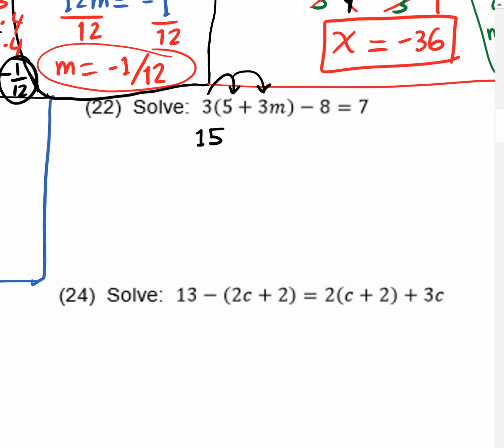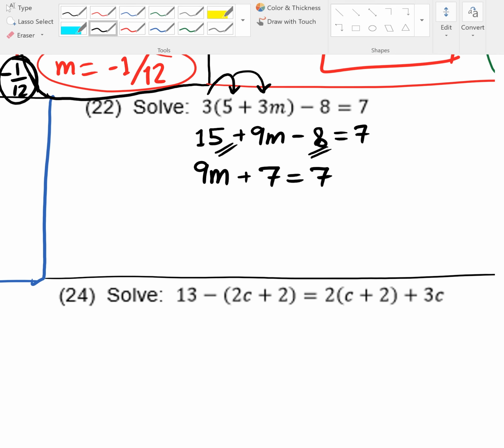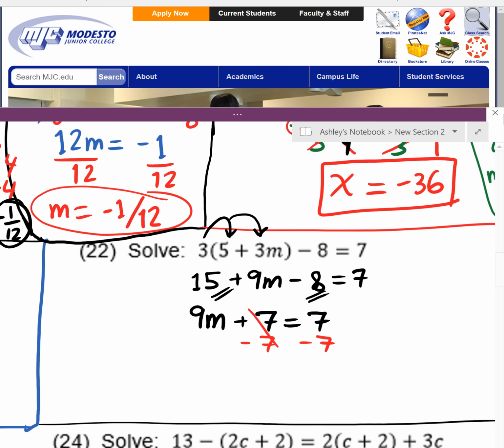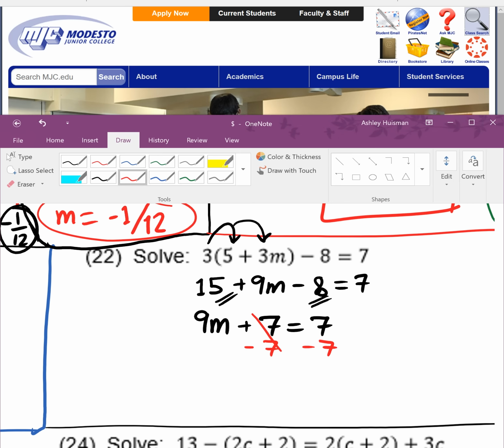So if I distribute, I have 3 times 5 first, that's 15. 3 times 3m is 9m. And then there was already negative 8 on the same side, equals 7. And now we have a few like terms. 9m doesn't have a like term, but 15 minus 8 makes 7. Alright, now if I try to isolate m, the next thing I want to do is move the 7 over. Like we said, you always want to move the thing that's adding or subtracting first, and then the thing that's multiplying or dividing.